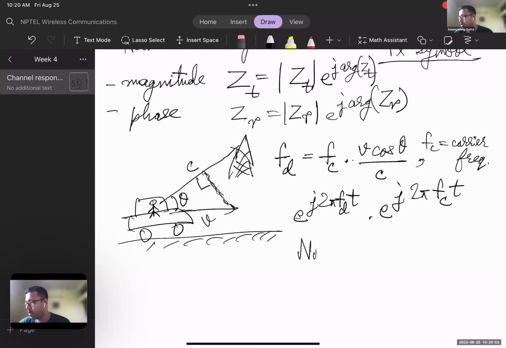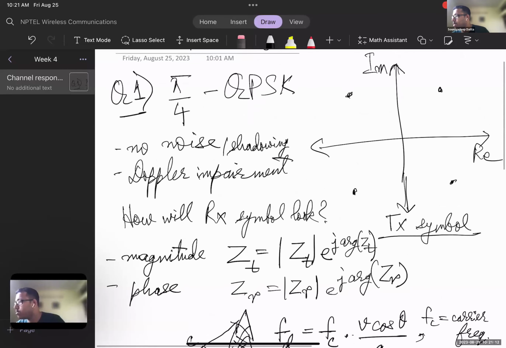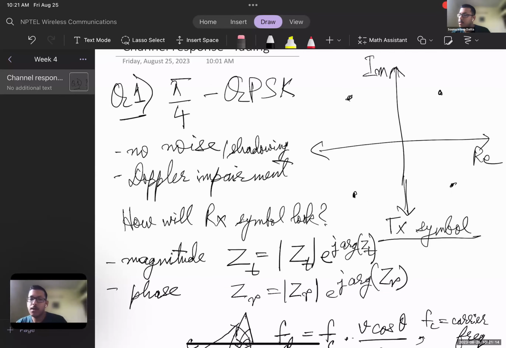So if I write, no change in magnitude. So this is not some kind of fading or anything. This is essentially just a shift in phase. So if there is no change in magnitude, it means that we will essentially receive something very similar to this.